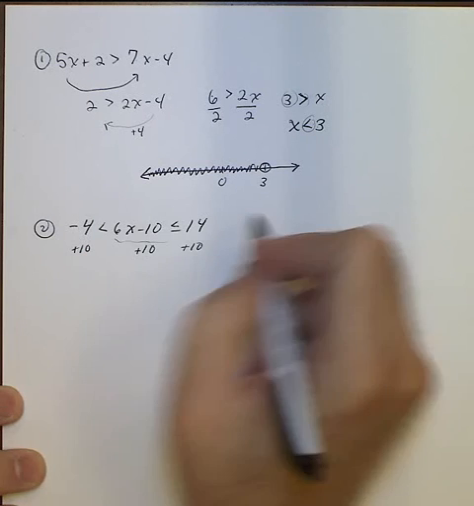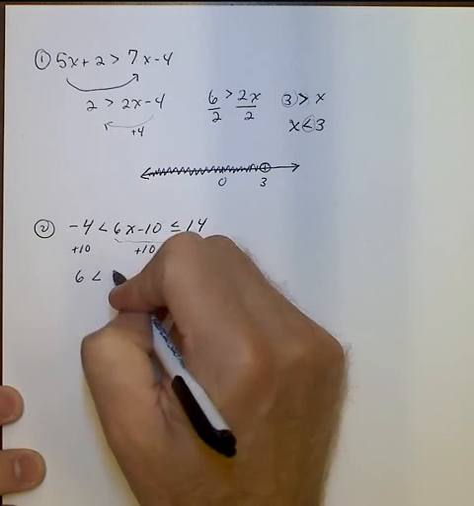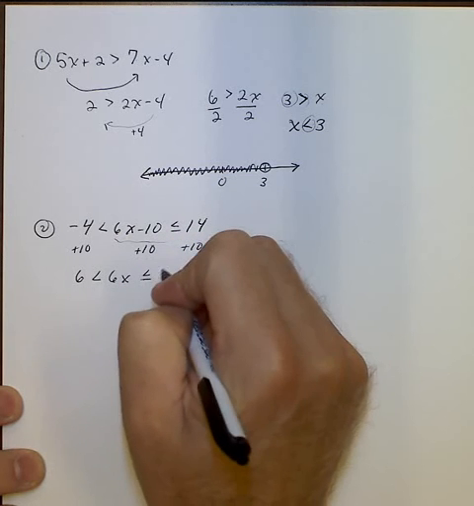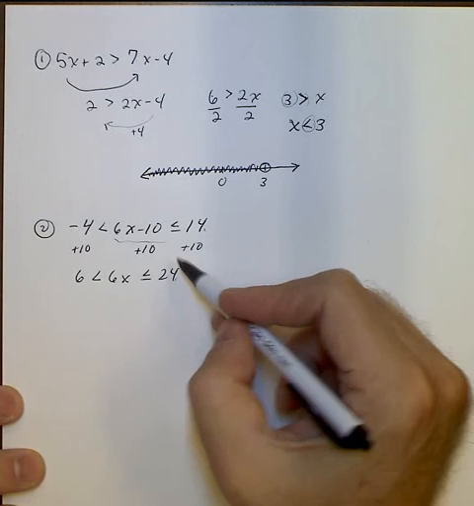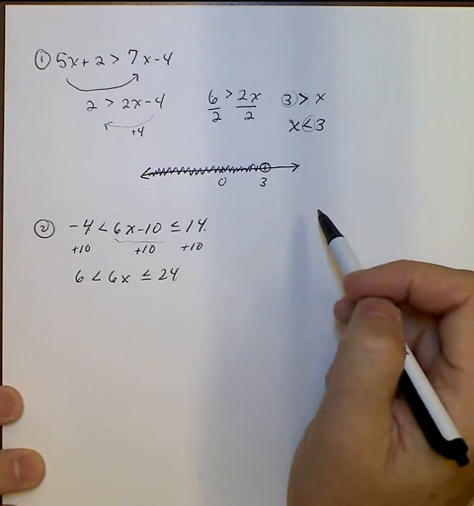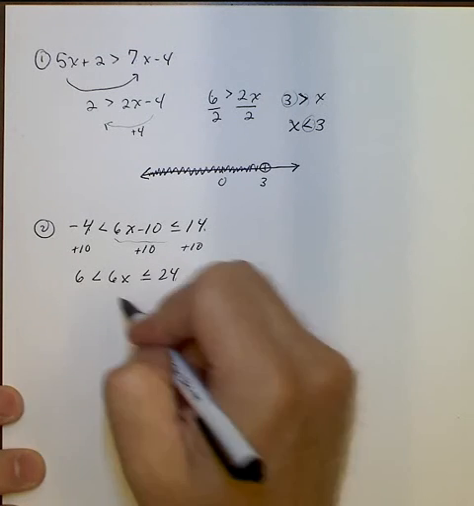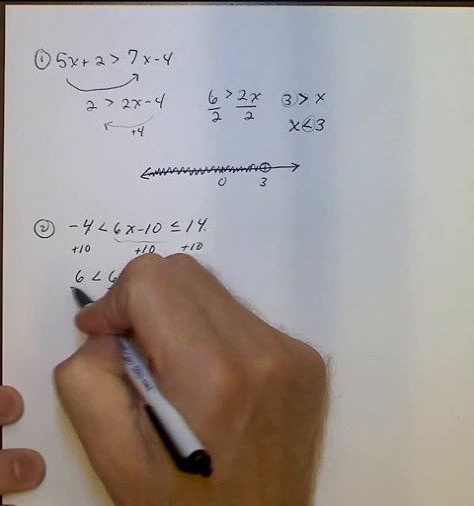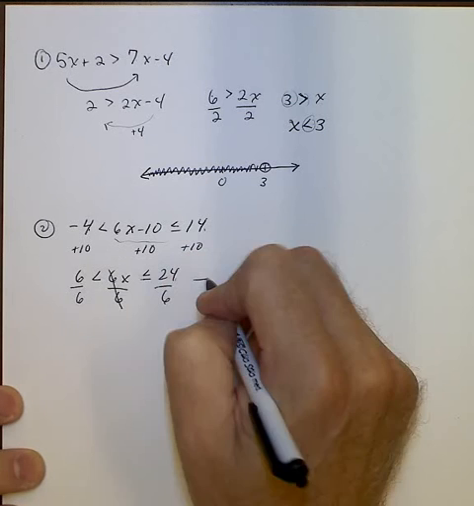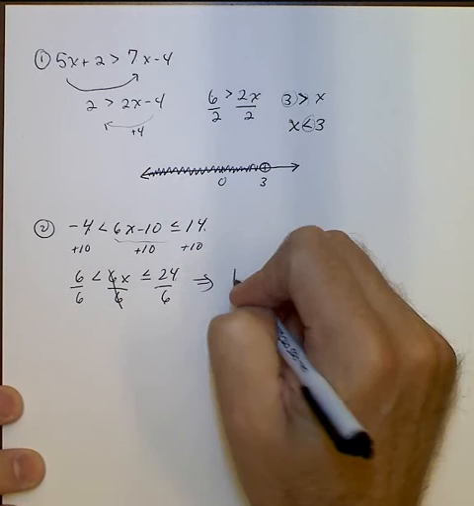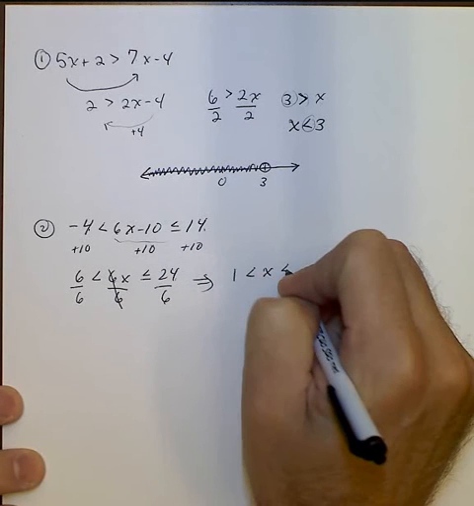And we're left with 6 is less than 6x, which is less than or equal to 24. Negative 4 plus 10 is 6, and 14 plus 10 is 24. Now to get the x by itself in the middle, we divide everything by 6. And what you're left with is 6 over 6 is 1, is less than x, which is less than or equal to 4.